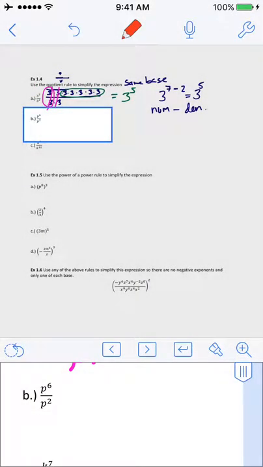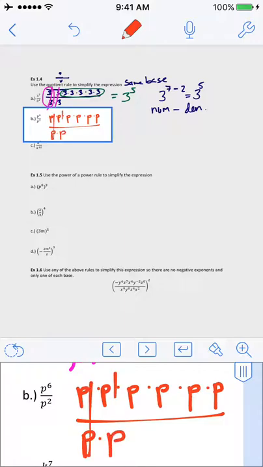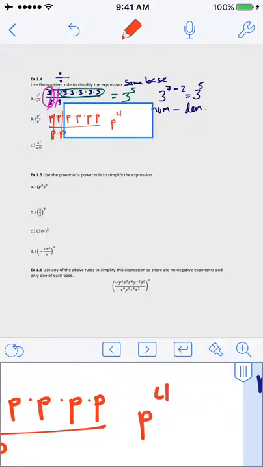We've got p to the 6th over p squared. We can think of this as how many are going to cancel. Start with how many are going to cancel. If I've got 6 on the top and 2 on the bottom, well, I've got 1, 2, 3, 4, 5, 6 on the top and 2 on the bottom. And again, it looks like 2 cancel, right? 2 cancel, I'm left with p to the 4th.